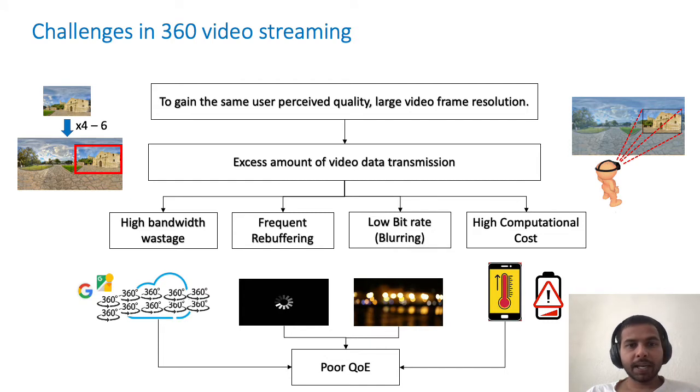So now let's see what the challenges related to 360-degree video streaming are. To gain the same user-perceived quality, these 360-degree video frames should be 4 to 6 times larger than a normal video frame. And at a given time point, the user will see only a specific portion, a small part of the entire video frame, as you can see in the right side figure. So there will be an excess amount of data transmission, causing high bandwidth wastage, frequent rebuffering, and low bit rate of the video, and of course high computational cost at the end devices, which essentially causes a poor quality of experience.